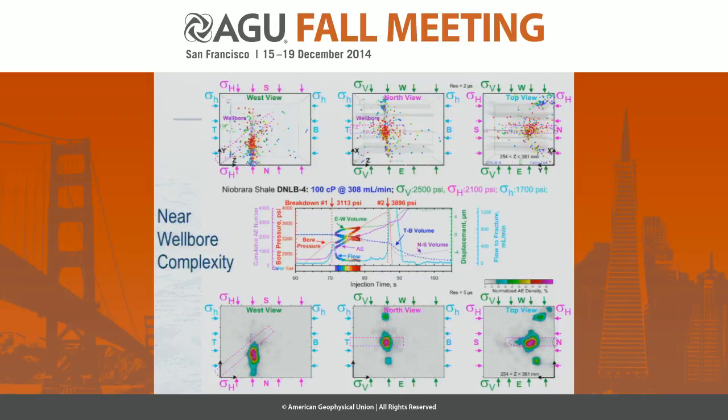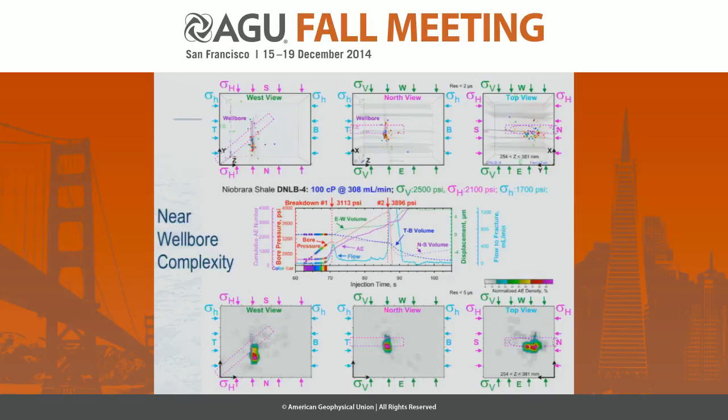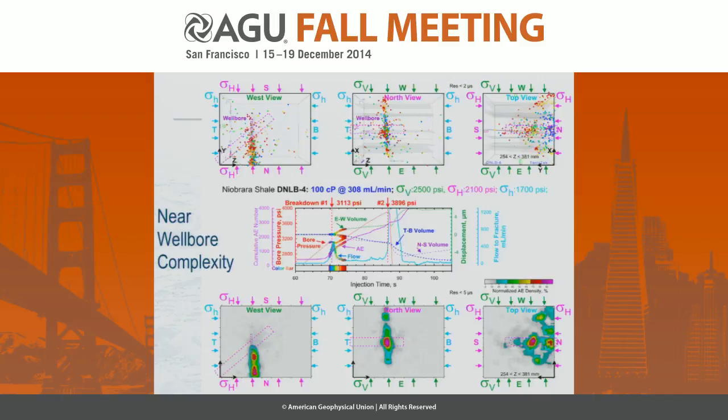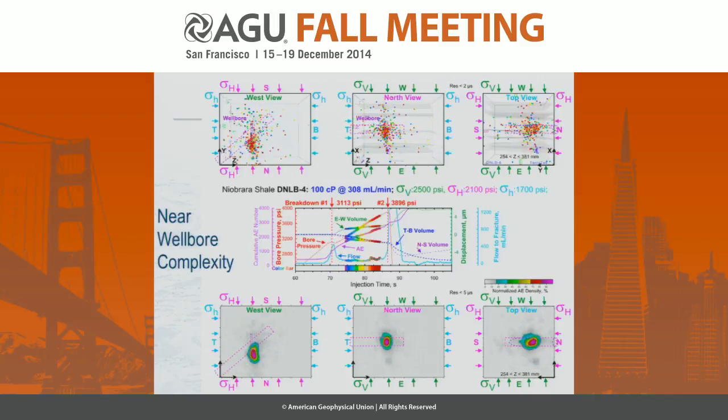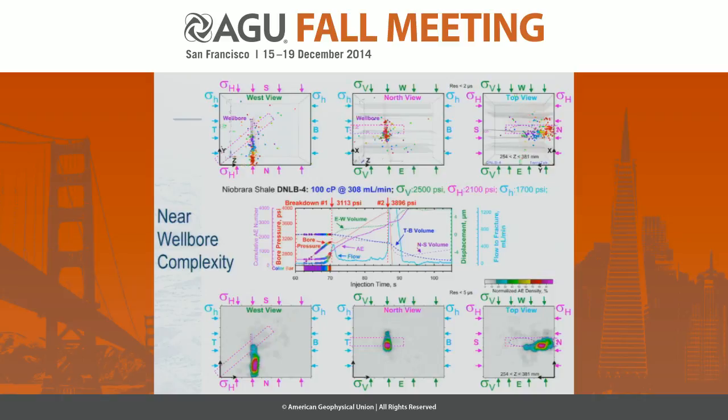with the area highlighting the interval of analysis. The red curve is the wellbore pressure, and the light blue curve is the flow to the fracture. In this test, we observed some abnormal behavior of the wellbore pressure: a small breakdown, a small kink in the wellbore pressure, that I call breakdown number 1. And then after that, the wellbore pressure continued rising.